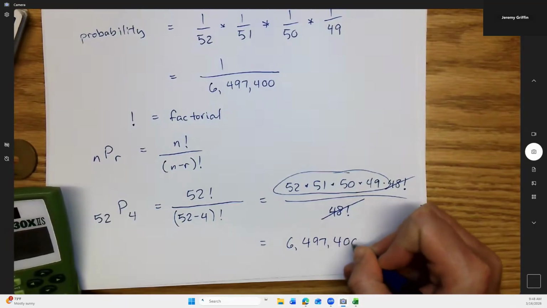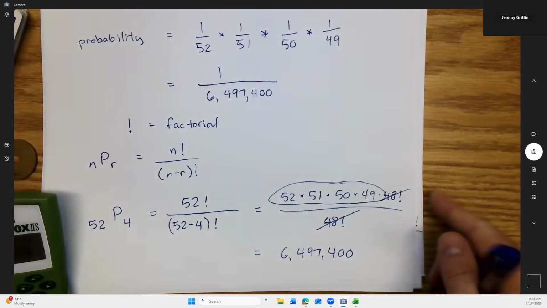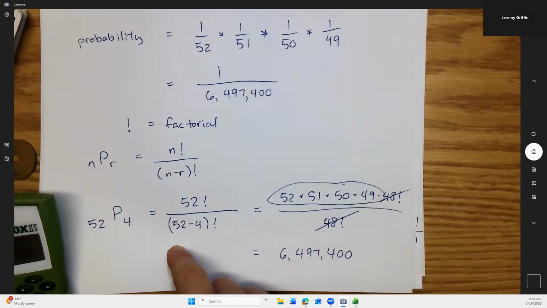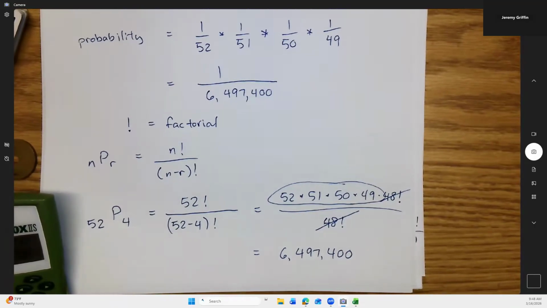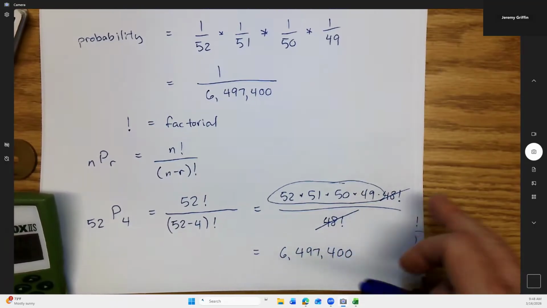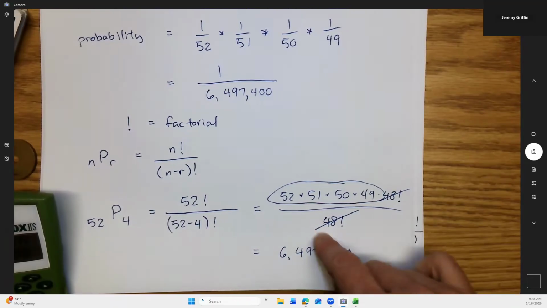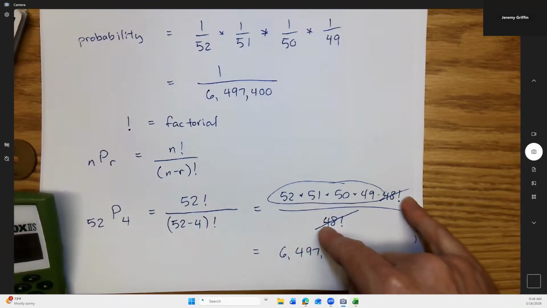6,497,400, because I just multiplied that a minute ago. Which looks like this number, doesn't it? So what that means, guys, the way you interpret this is that for the top factorial, you keep going down until it equals the bottom factorial. 48 factorial is 48 times 47 times 46 and so on. And this is also 48, 47, 46 and so on. So all these numbers are going to cancel out. It's a whole string of numbers. Yeah, they all cancel out.